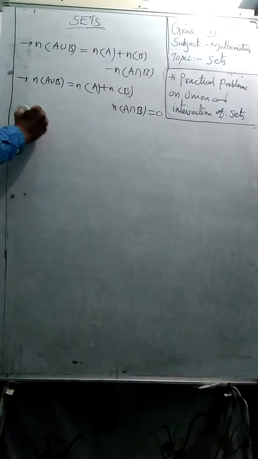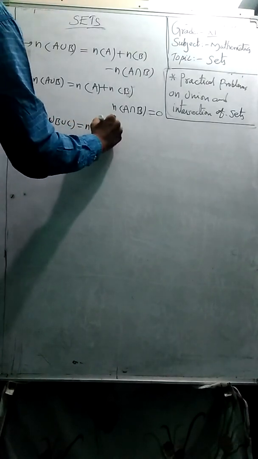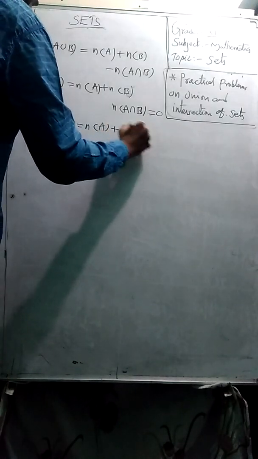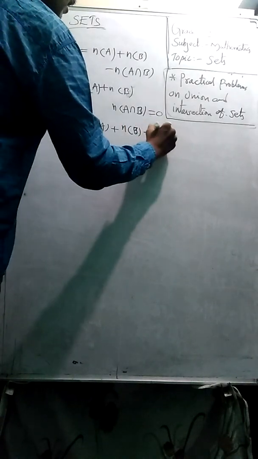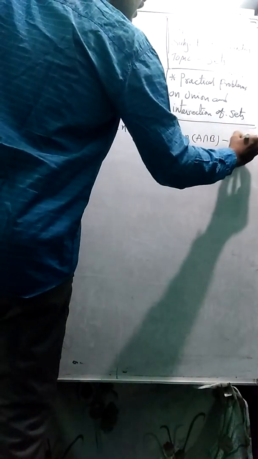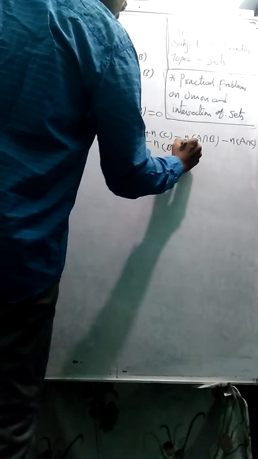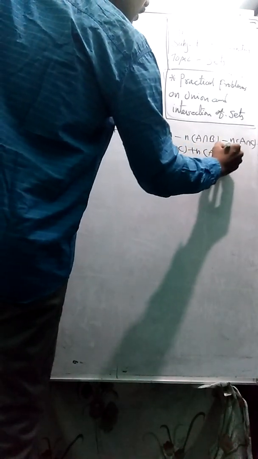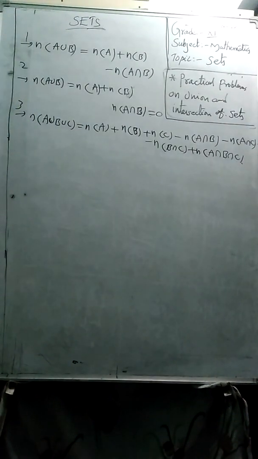A intersection B. If you have taken three sets, n of A union B union C is defined as n of A plus n of B plus n of C minus n of A intersection B minus n of A intersection C minus n of B intersection C plus n of A intersection B intersection C. These are the three formulas which are useful to solve practical problems on union and intersection of sets.